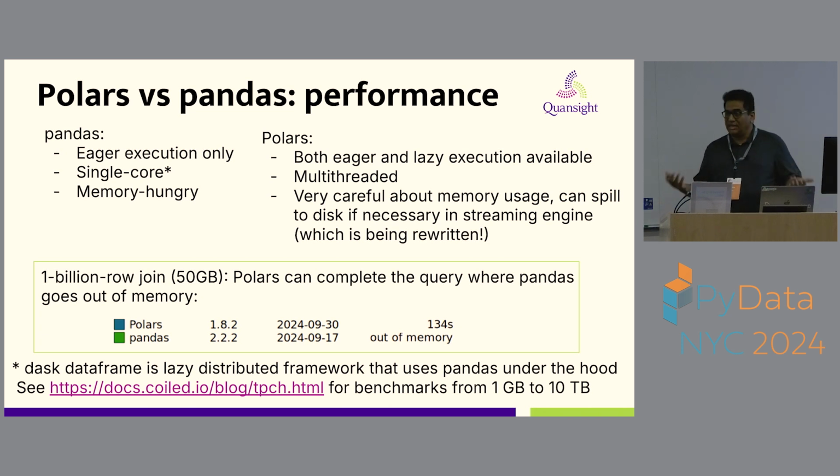Also, by default, it's multi-threaded. By default, pandas is single core. You can use something like Dask or other tools to parallelize it, and some operations in pandas are parallelized under the hood, but in general, it's single core. And Polars has done a lot of work on memory optimization. Also, I should mention it's written in Rust, which gives it some other advantages in speed. But, as we said earlier, you can do a 50 gigabyte query in 2 minutes versus not being able to do it in pandas. So, big reason to go.